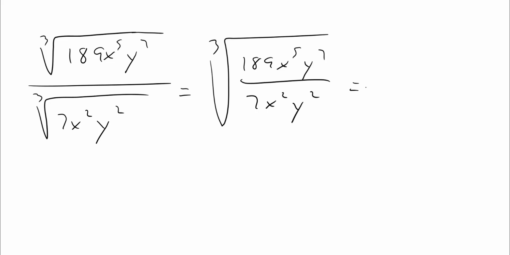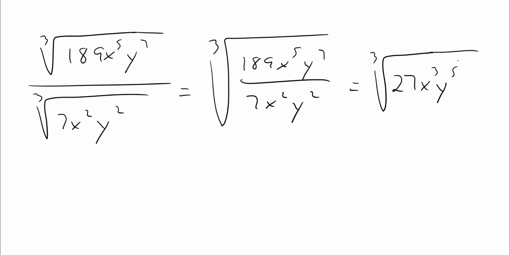Okay, 189 over 7 is 27. So it's the cube root of 27. X to the fifth over x squared, the north wins by 3, so it's x cubed. And y to the seventh over y squared, the north wins by 5. So this is what it simplifies to without really doing any radical work here.